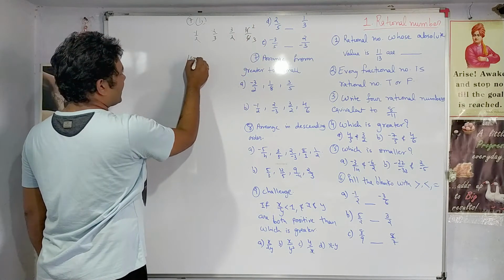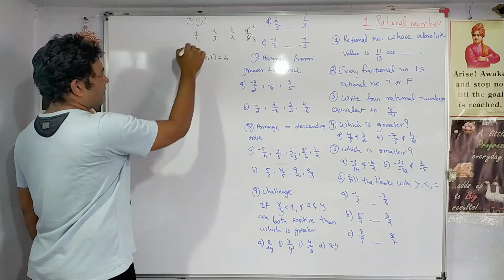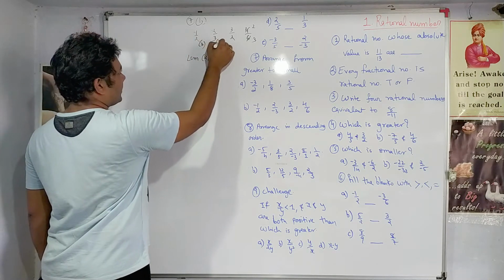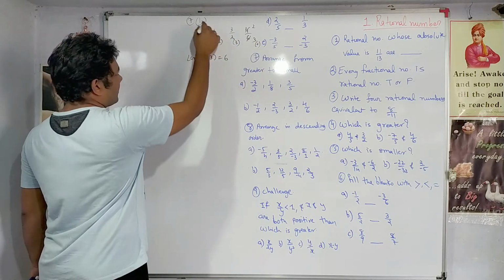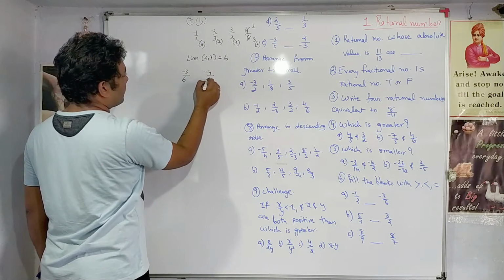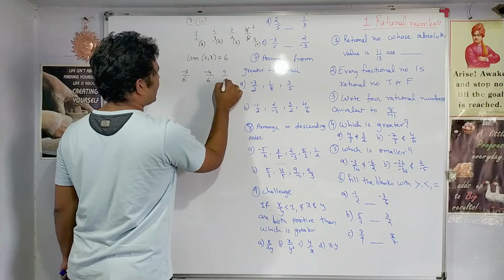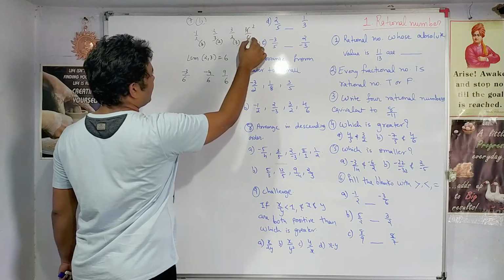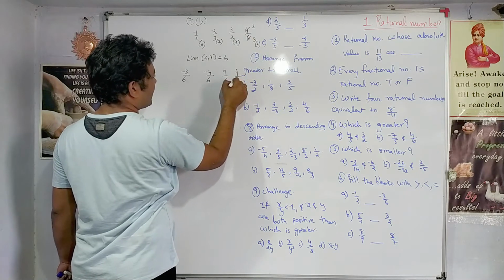So what will be the LCM of 2 and 3? It is 6. So this has to be multiplied with the 3, and this is to be multiplied with the 2. The same number has to be multiplied in the numerator. So minus 4 by 6, 9 by 6, and here, if you multiply this one with the 2, it will be 4 by 6, right?